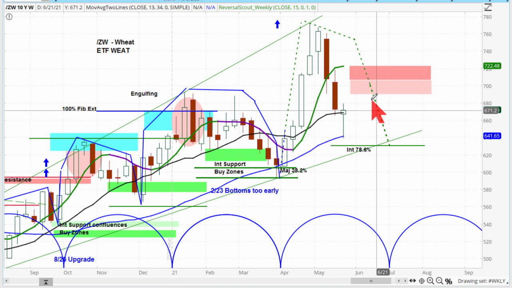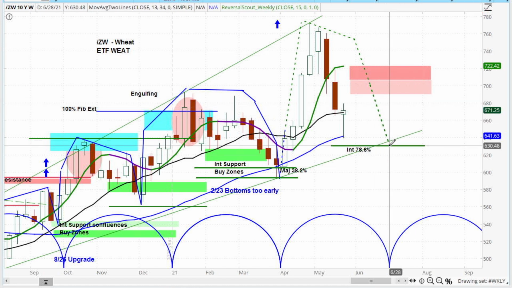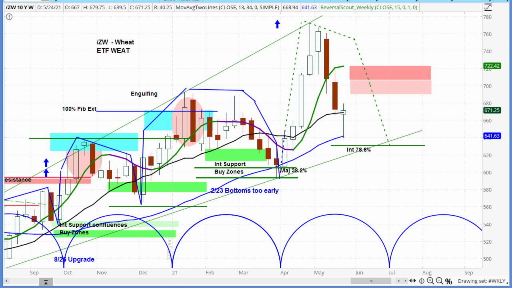And the question is, how far will it go? And then after it rallies, where will it come down to? Well, this projects down to about 630, and that would mean that if it came up in here, it would be a short sell for active traders. People that are investors might just want to wait for the buying opportunity.